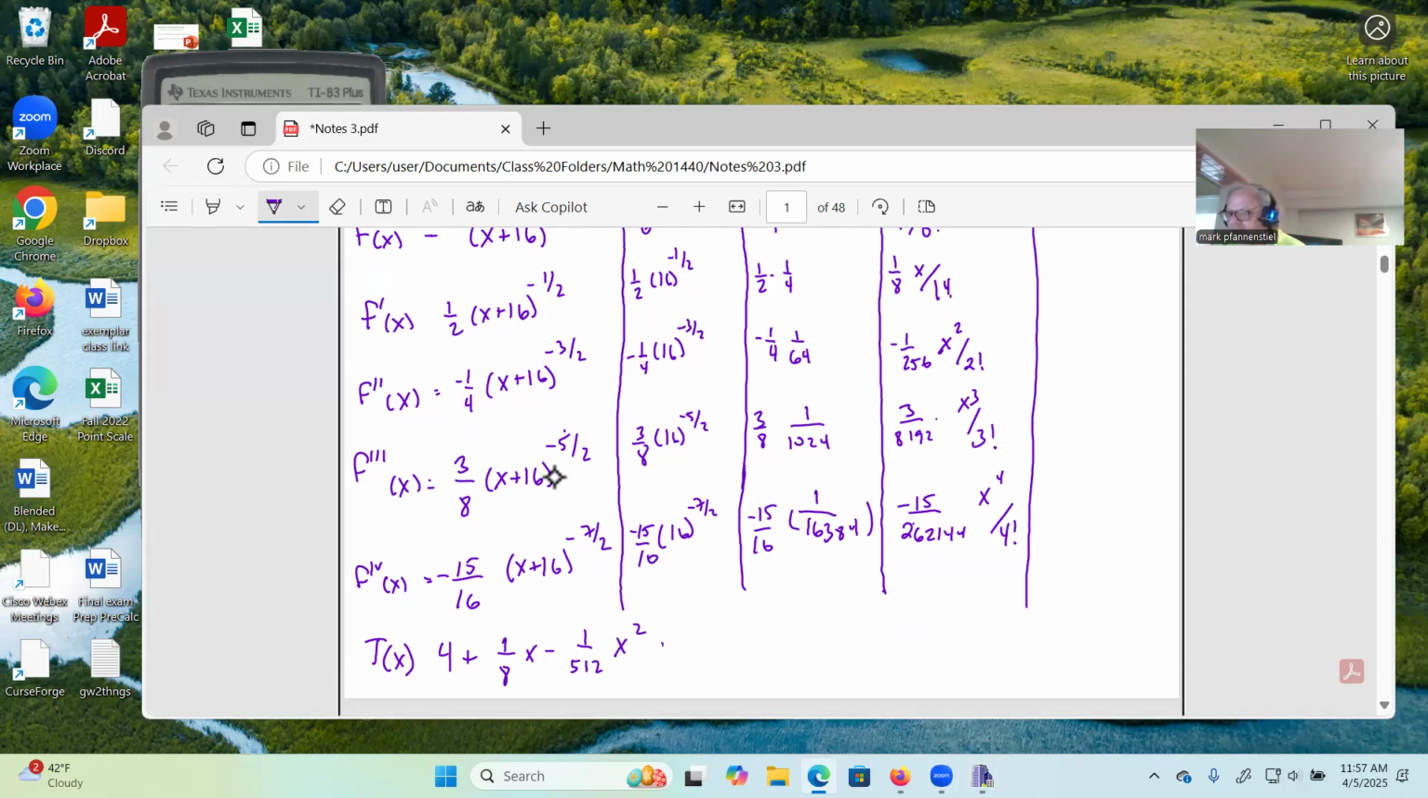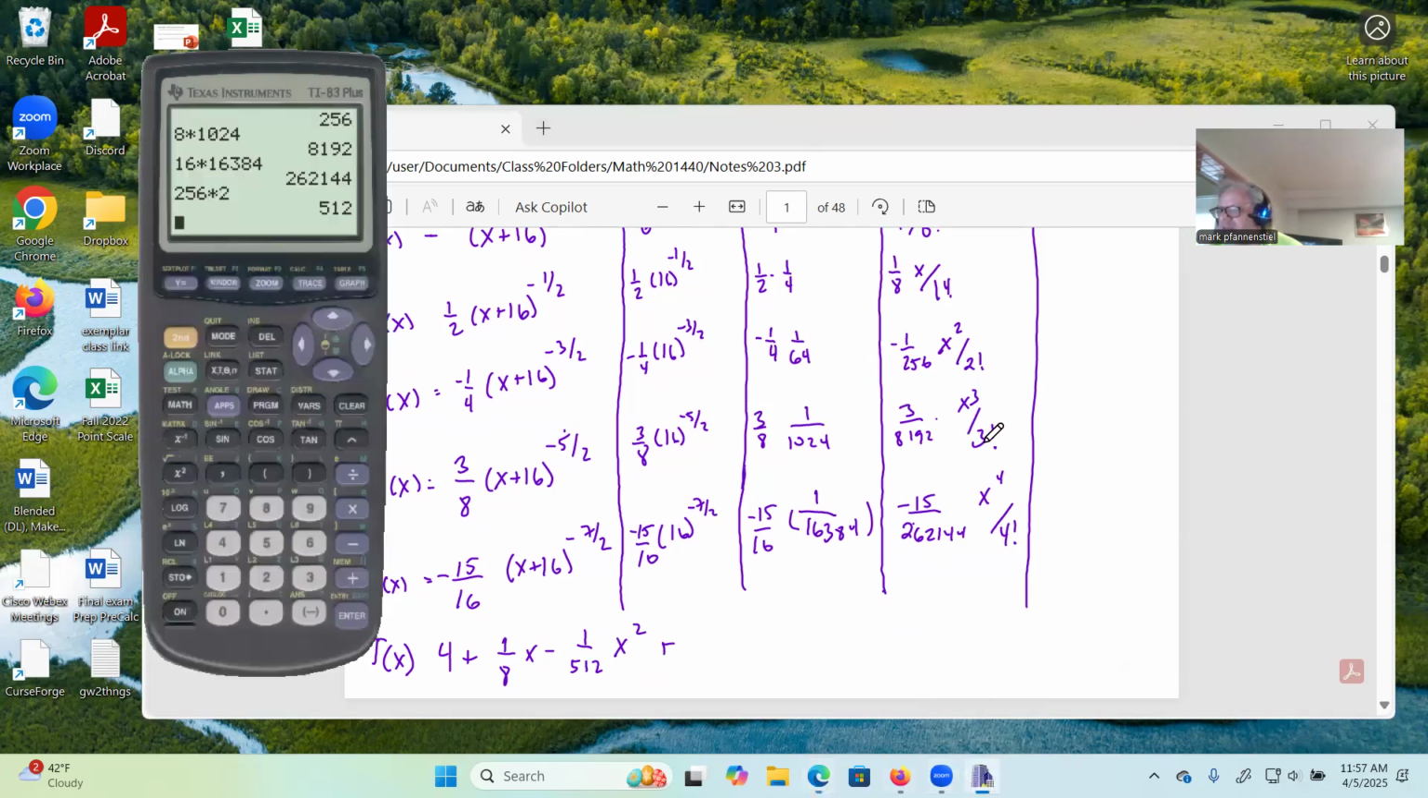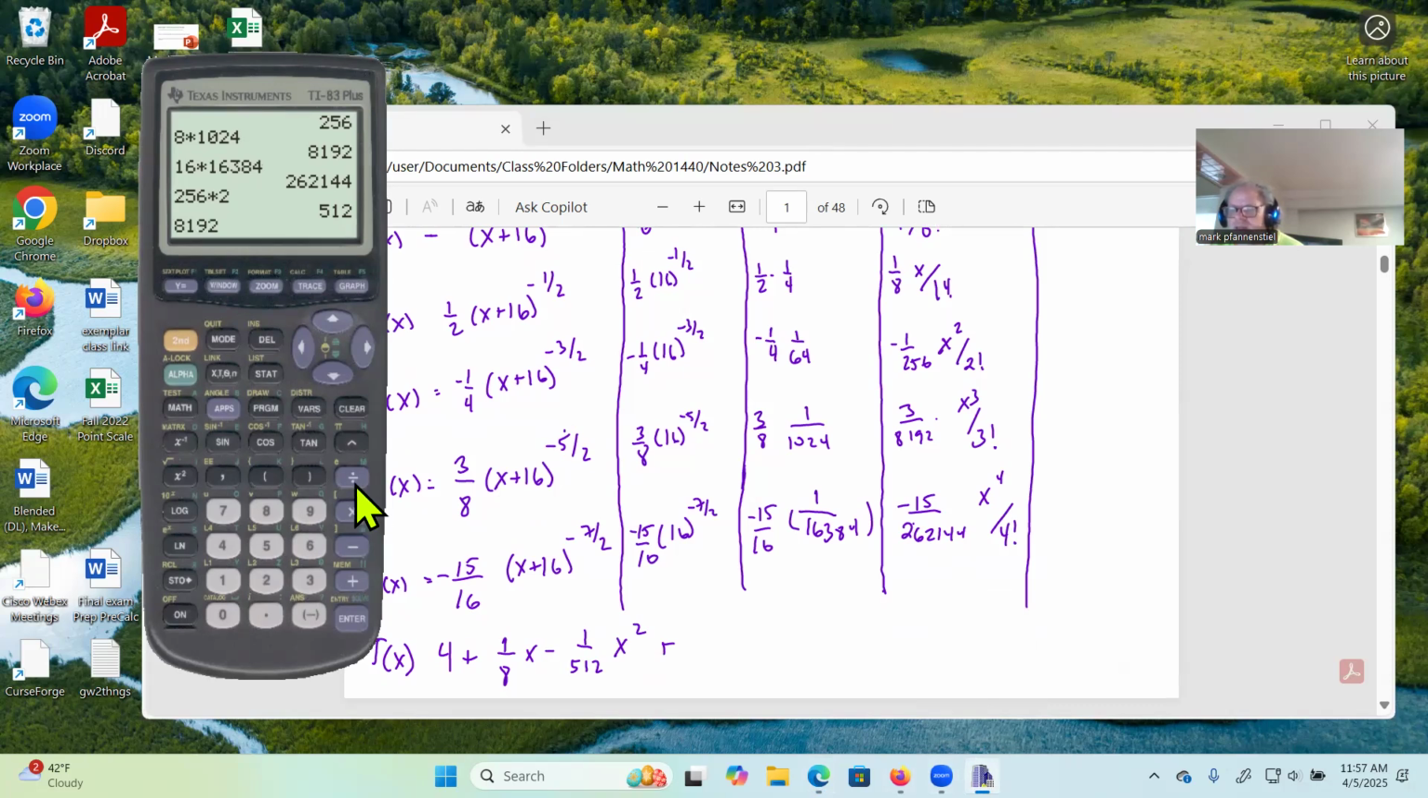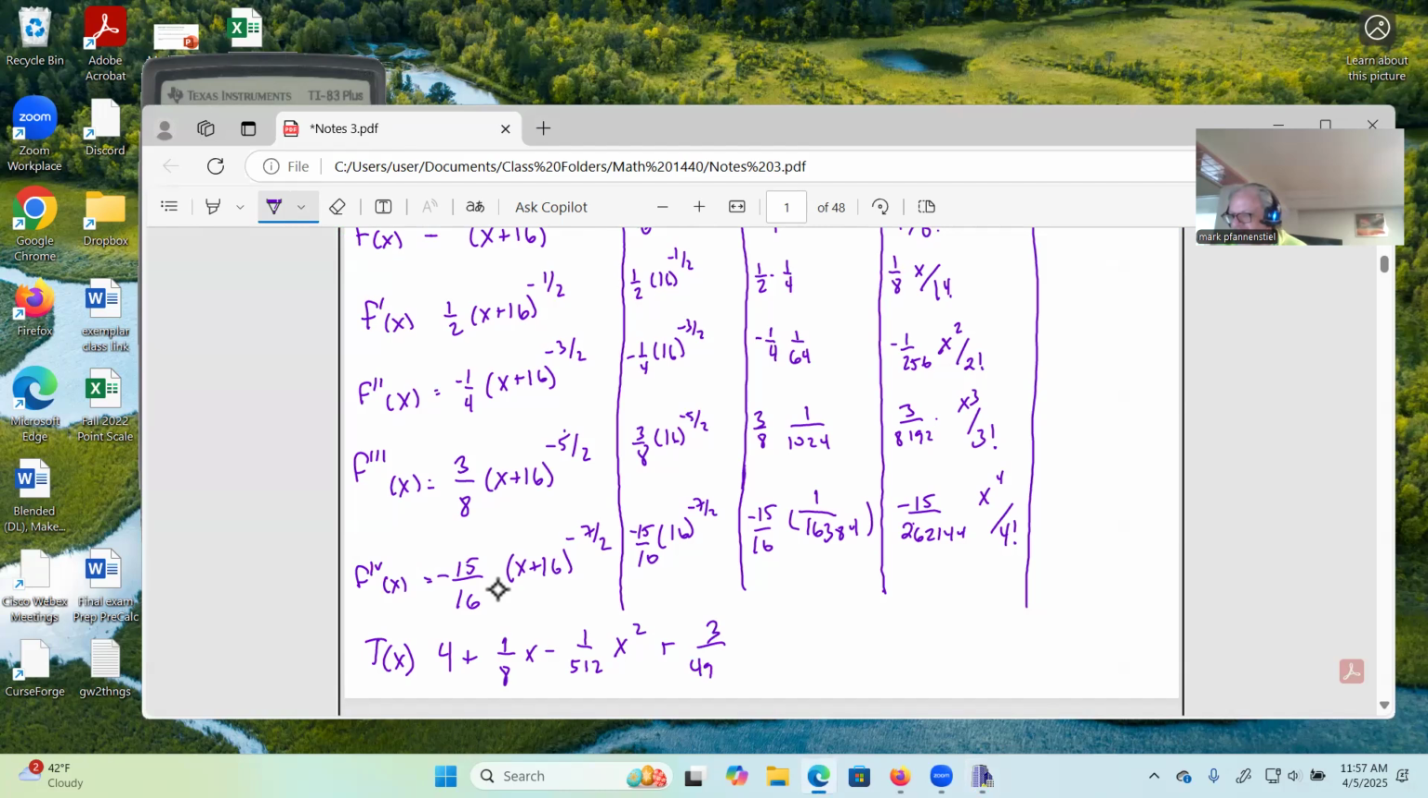And now we're going to say plus 3 over 8192 times 3 factorial. So we're just going to take 8192 times 3 factorial, which is 6. So 8192 times 6. The 3's will actually cancel, but I'm not going to worry about that right now. Let's see if we can get an answer without worrying about trying to reduce fractions. So we have 3 over 49152 x cubed.